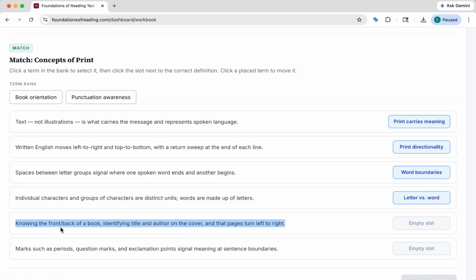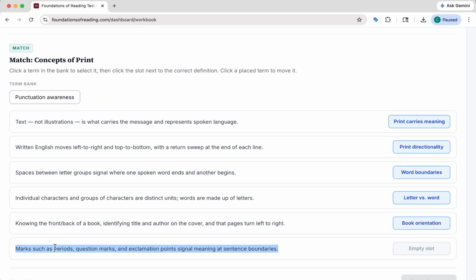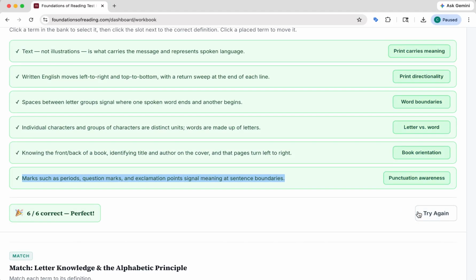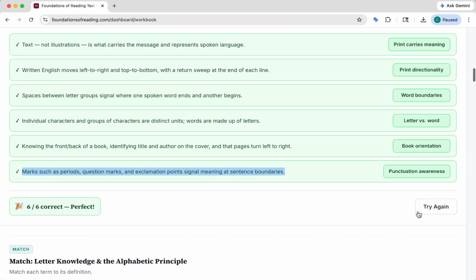Fourth, knowing the front and back of a book, identifying title and author on the cover, and that pages turn left to right. That is book orientation, not to be confused with print directionality. Next up, and lastly, let's double check that this ends up being punctuation awareness. Marks such as periods, question marks, good. So that goes here, punctuation, and let's check, and we're all good. Is that what you got too?